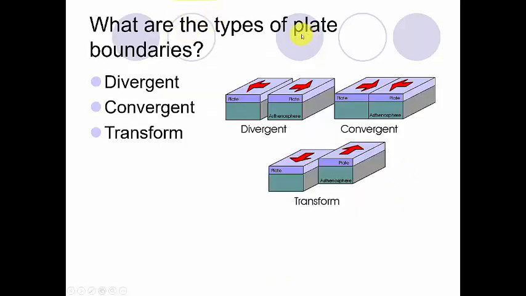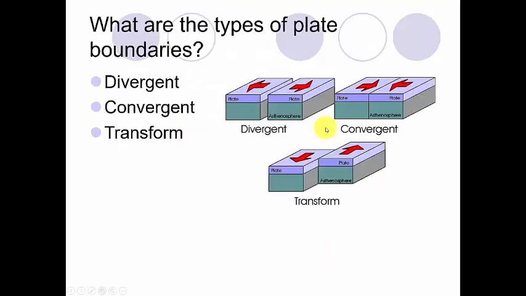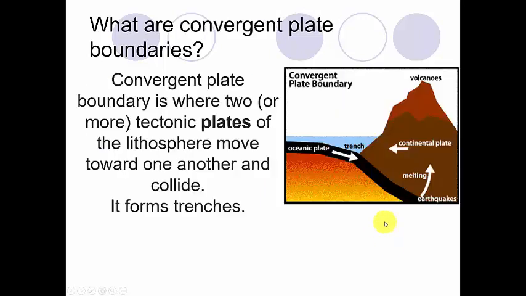So what are the types of plate boundaries between plates? There are divergent, where they're moving away, convergent, moving toward, and transform. They're kind of moving not toward or against, but sideways. Away from each other, I guess.